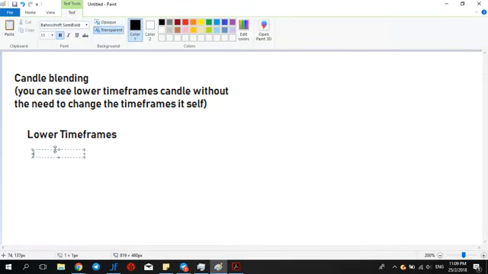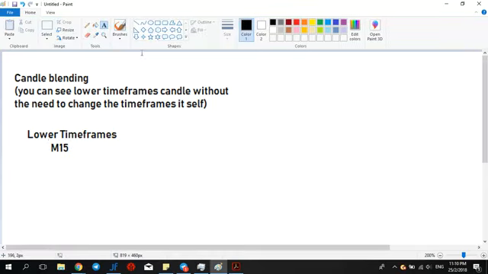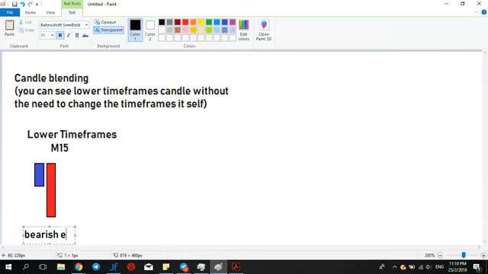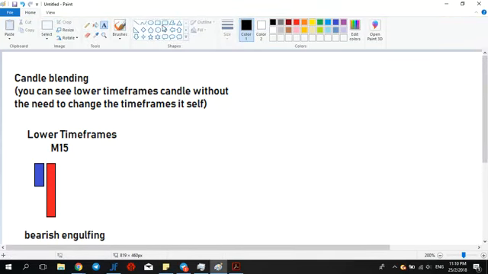For example, M15, okay? It will have something like this. Two candles. Oh, this one is too big. But like this. And then it will have something like this. Let's color this. This is a bearish candle. And this is the bullish candle, for example. So this is called a bearish engulfing. These two candles in higher time frame, you will see something like this, equal to higher time frame.